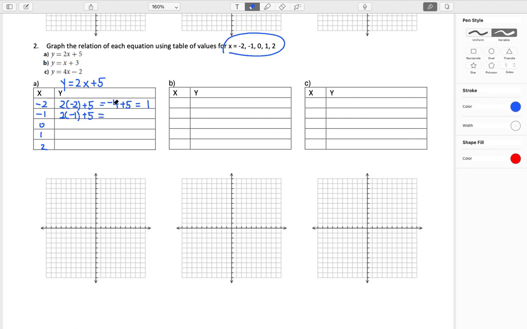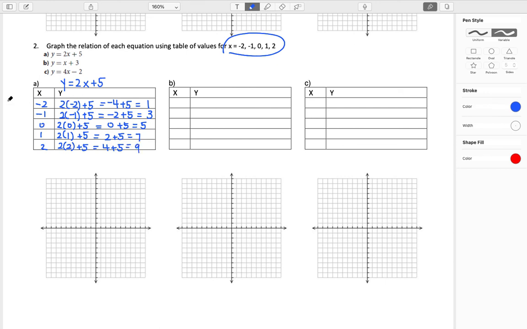So you're going to do the same thing. With -1, 2 times -1 plus 5, so -2 plus 5 gives me 3. And then plug in 0 for x. It's going to be 0 plus 5, which is 5. For 1, 2 times 1 plus 5, so 2 plus 5 is 7. And for 2, 2 times 2 plus 5, 4 plus 5, so it's going to be 9. So there you have it.